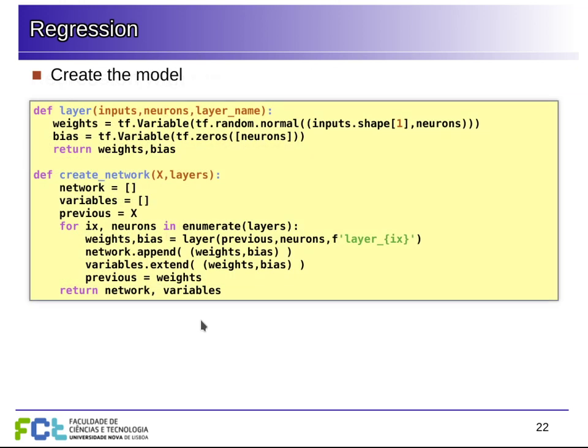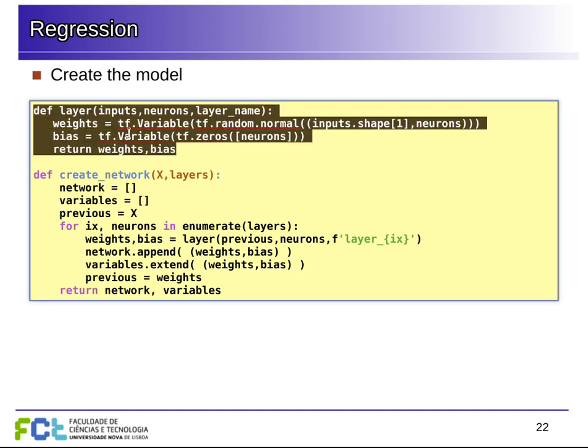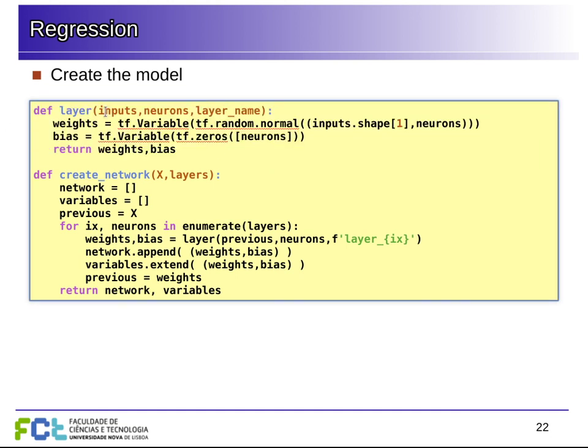Then we're going to create our model, so we're going to do a multi-layer perceptron. We can start by creating some auxiliary functions that help us create a network. So this would be a function to create a layer. We say what is the size of the input, so that we can get the shape, the number of columns, and know how many input values, how many weights each neuron must have. And also we want to know how many neurons per layer.